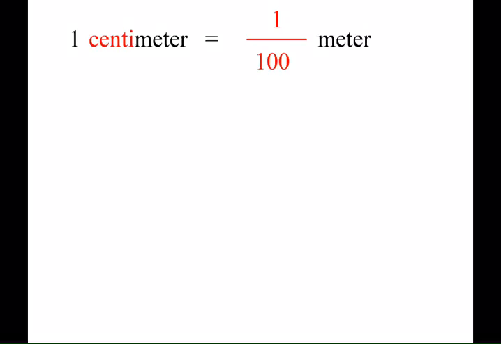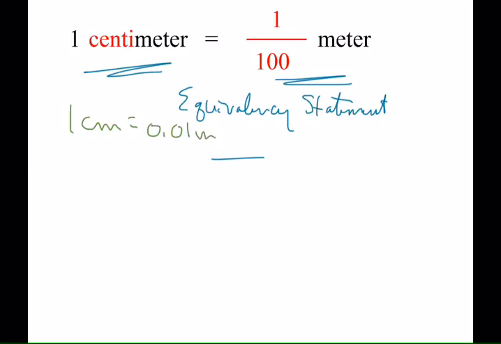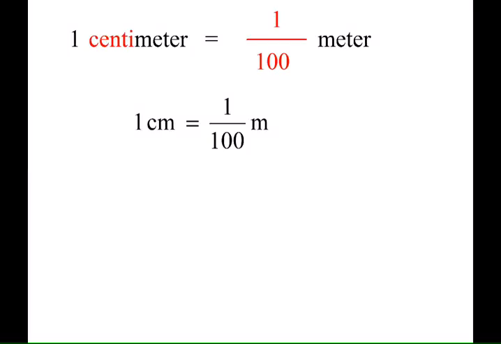One of the things we're going to be talking more about are what are called equivalency statements. I'm going to write that down. Equivalency statements. All an equivalency statement is basically saying two things that are equal. In light of what we just talked about, 1 centimeter is equal to 1/100th of a meter, and we put it like this before. It's an equivalency statement. I'll go ahead and rewrite it like this.